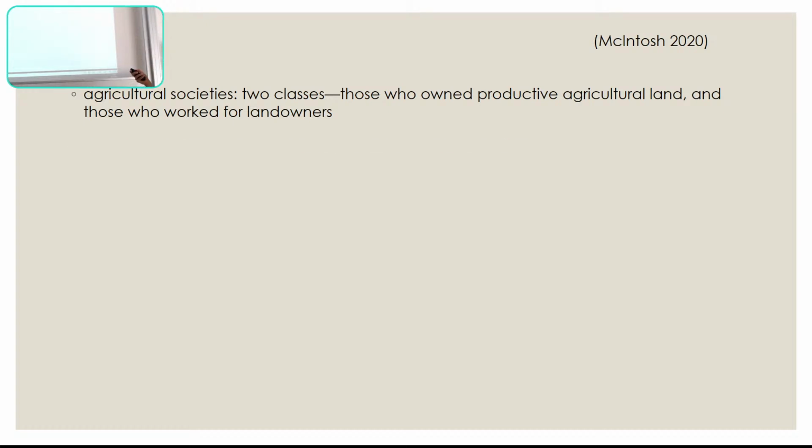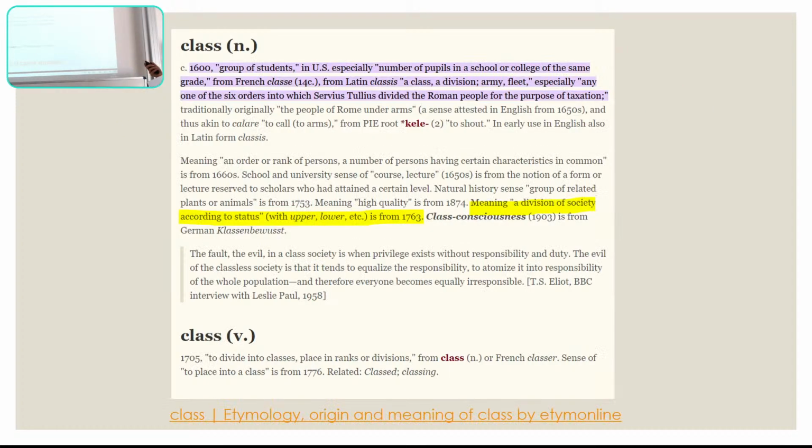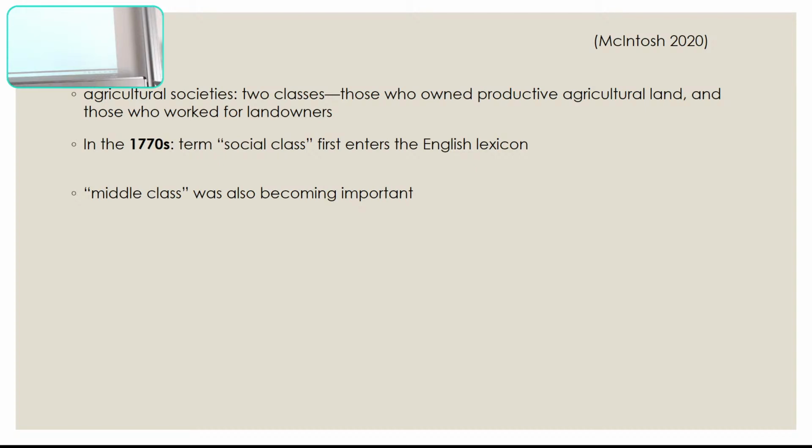And in the 1770s, the term social class first enters the English lexicon. I also found the etymology of the word class. Obviously we think about class as a group of students, like we are right here, but the meaning of class as a division of society according to status, like upper or lower class, is actually from 1763. And the middle class during the 1770s was also becoming very important.